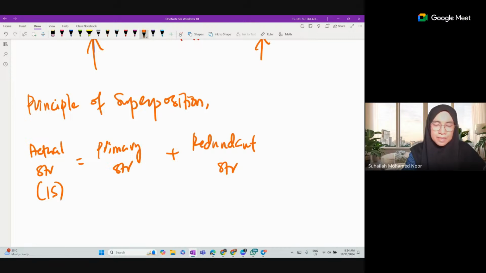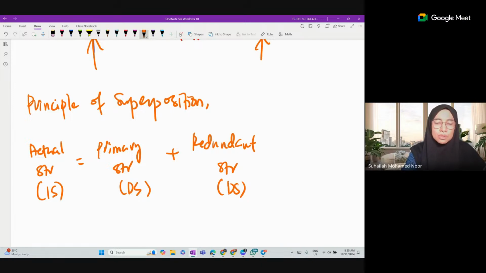The indeterminate structure, we divide into two systems. One is the primary structure, one is the redundant structure. Take note that both the primary structure and the redundant structure are determinate. So this is a determinate structure, this is also a determinate structure. Both are determinate structures.